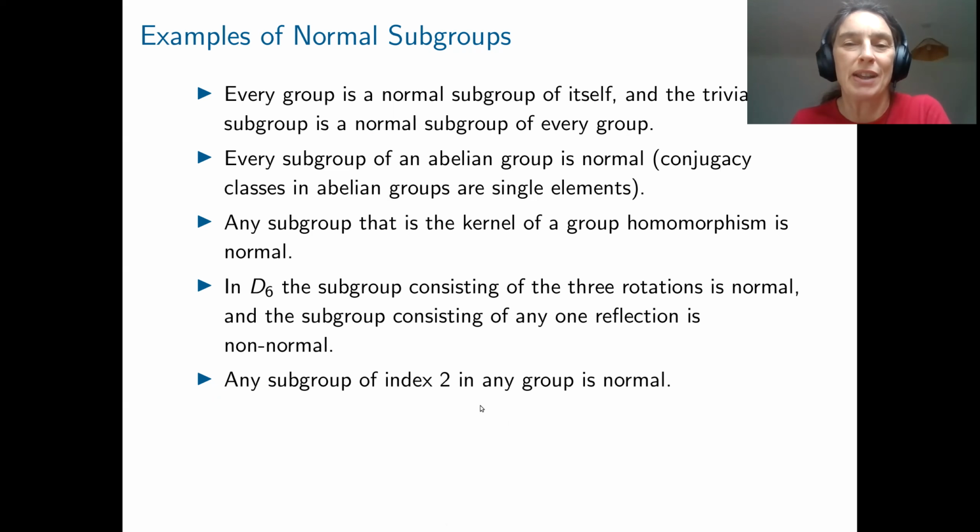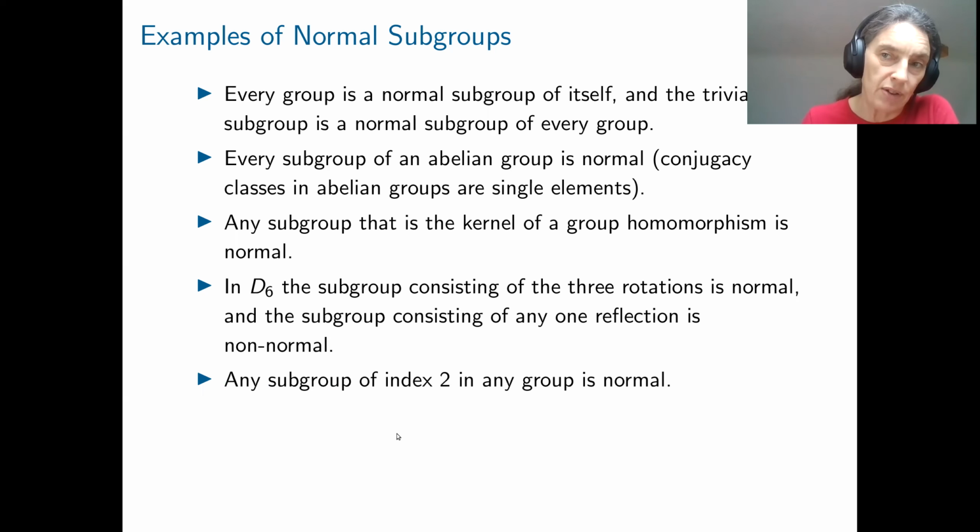So if you're thinking about this concept, it's a good habit, whenever you encounter a situation where you've got a subgroup of another group, to ask yourself, is it normal? And you can ask yourself questions like, if you take the centralizer of an element in a group, is it going to be a normal subgroup? If you take the stabilizer of some element for a group action in some group, is that going to be normal? Can you make any deductions about that?